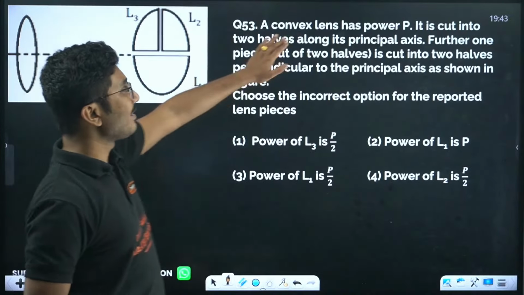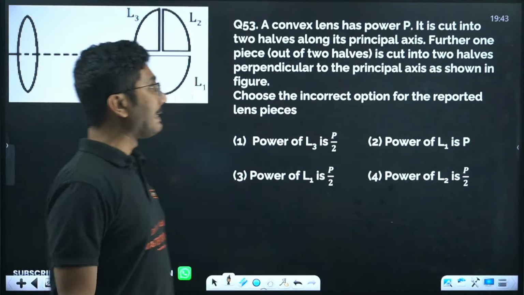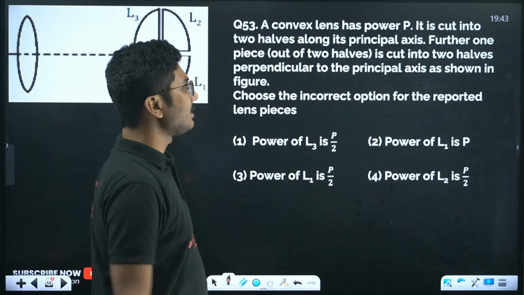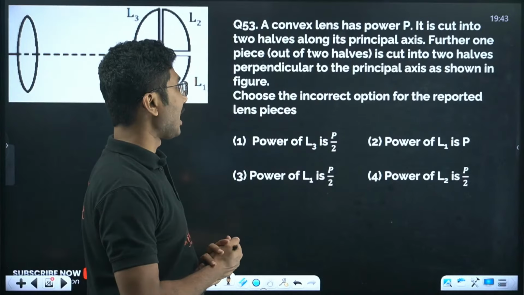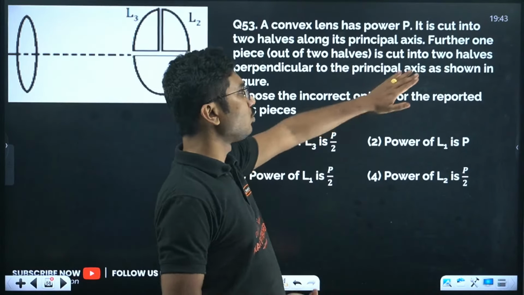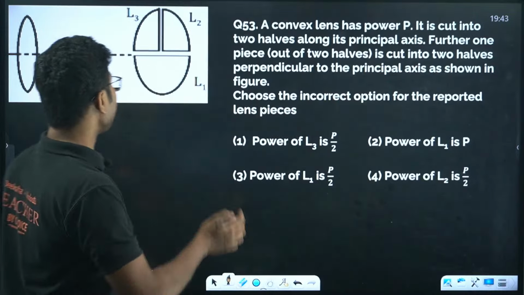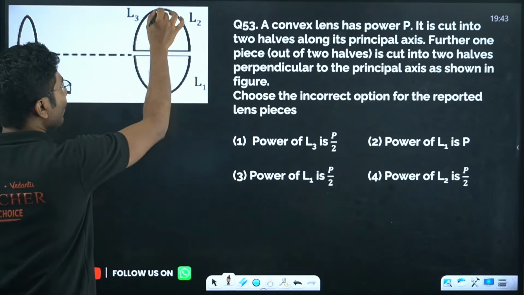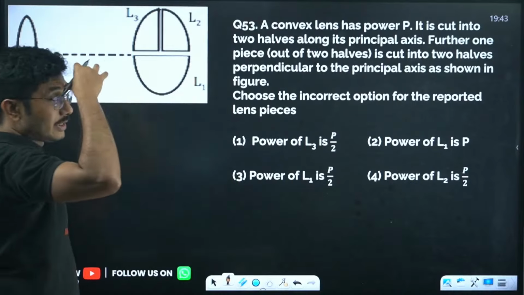A convex lens has power P. It is cut into 2 halves along its principal axis. Further, one piece out of the 2 halves is cut into 2 halves. That means first we cut this along this, okay, and then one of them is cut into this.